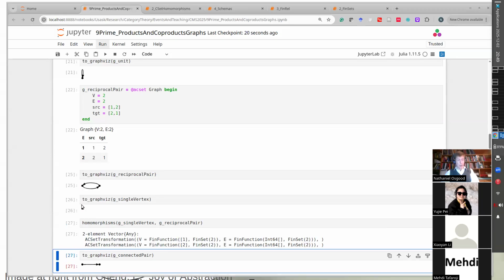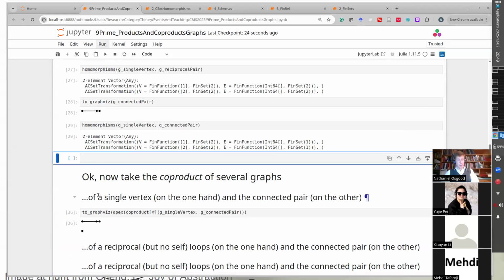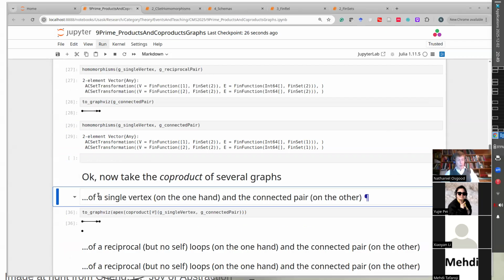It's going to find two, right? One into there, one into there. Okay, connected pair. But we've seen enough with homomorphisms. That's not new. Let's go take the coproduct of these graphs.